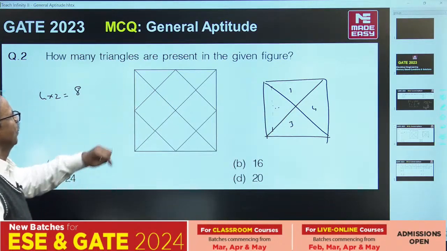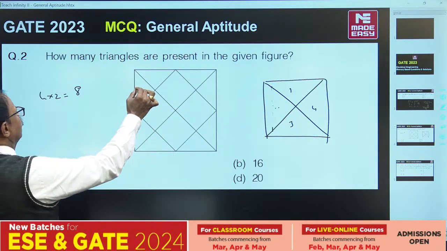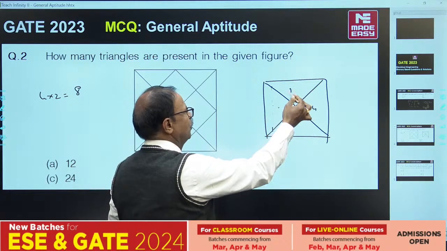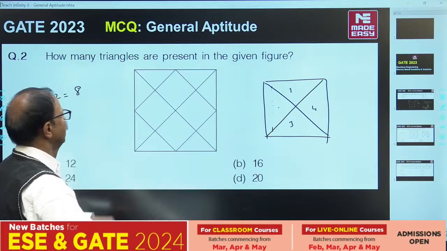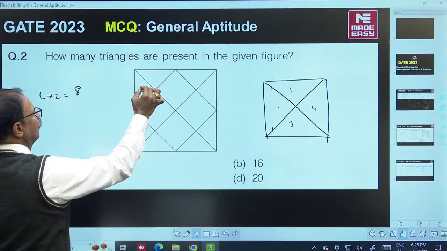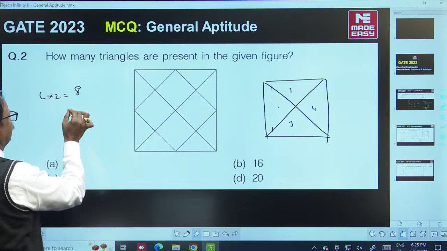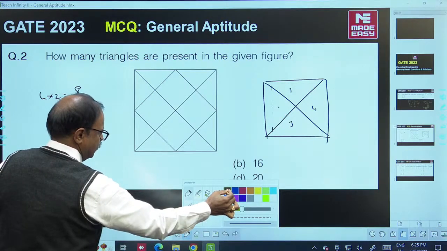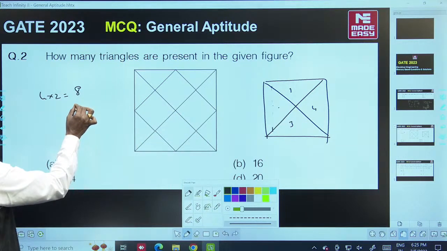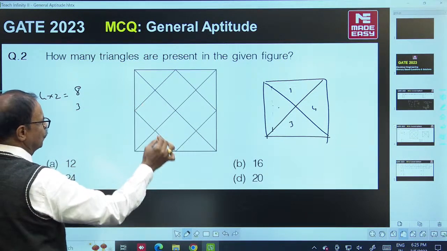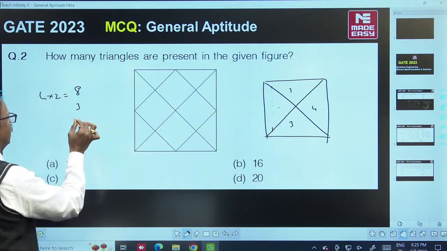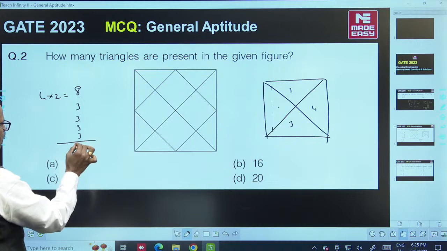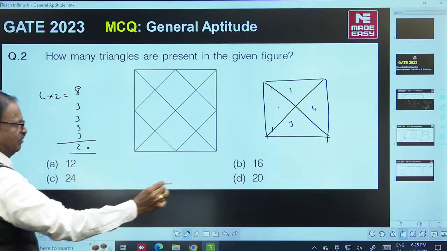When you take this part, first you take the 4 triangles: 1, 2, 3, 4. Counting twice 4, that is 8 triangles. When you take this one small one, 1, 2, total 3 triangles. When you go again here also, 1, 2, 3, total 3 triangles. Again this will be 3 triangles, this will be 3 triangles. Total will be 20 triangles.